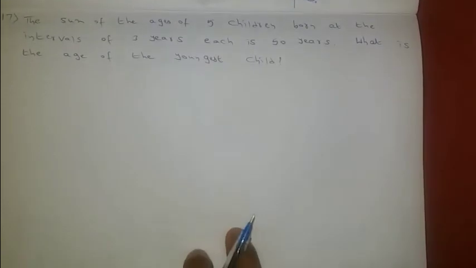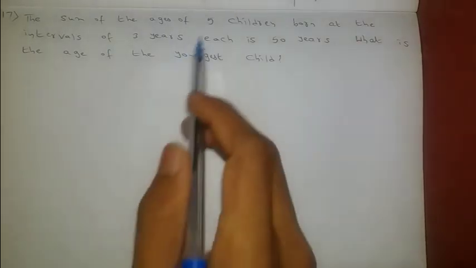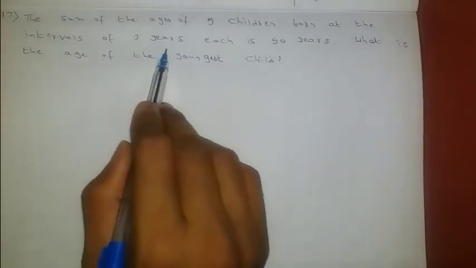Okay, let's move to the next question. The next question is: the sum of the ages of 5 children born at intervals of 3 years each. It means, for example, if in this year one person was born, after 3 years one more boy will be born, then after again 3 years, one more, again 3 years, one more, like that. So what is the age of the youngest child?